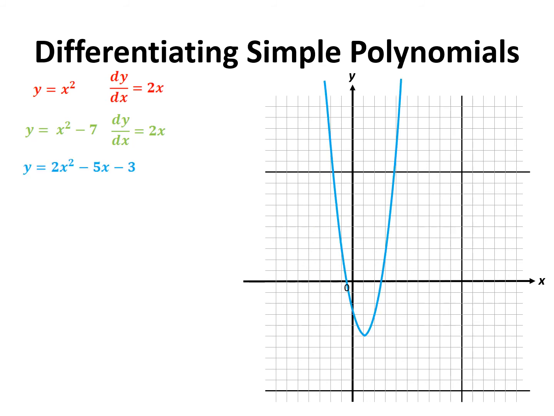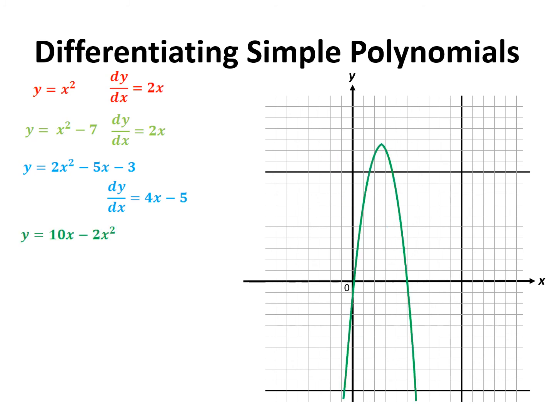Here's another equation. y equals 2x squared minus 5x minus 3. This is a different shape slightly to the one before. If we differentiate it, we multiply the 2 by the 2 to get 4, and reduce the power by 1. 2x squared becomes 4x. The minus 5x is going to become minus 5. And the minus 3 is just going to disappear. So we get dy by dx is 4x minus 5. And we can go on and do lots of other ones.